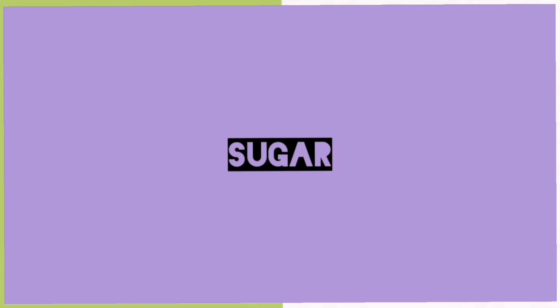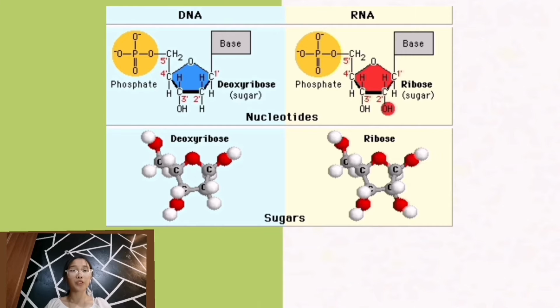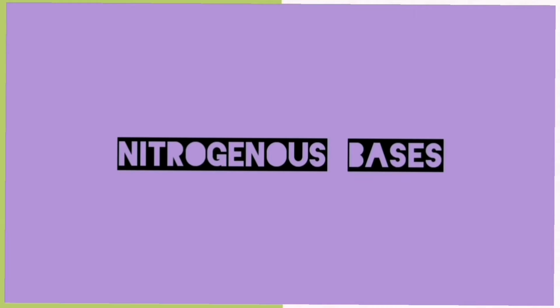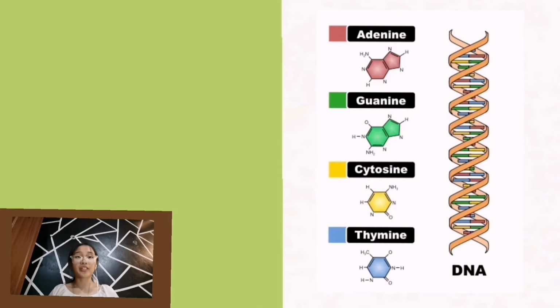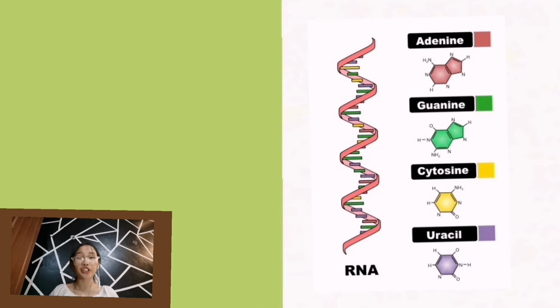Next is their sugar. The DNA is composed of a deoxyribose sugar, while RNA is composed of a ribose sugar. Next is their nitrogenous bases. DNA has four nitrogenous bases, namely adenine, guanine, cytosine, and thymine. RNA also has four nitrogenous bases: adenine, guanine, cytosine, and instead of thymine, RNA has uracil.